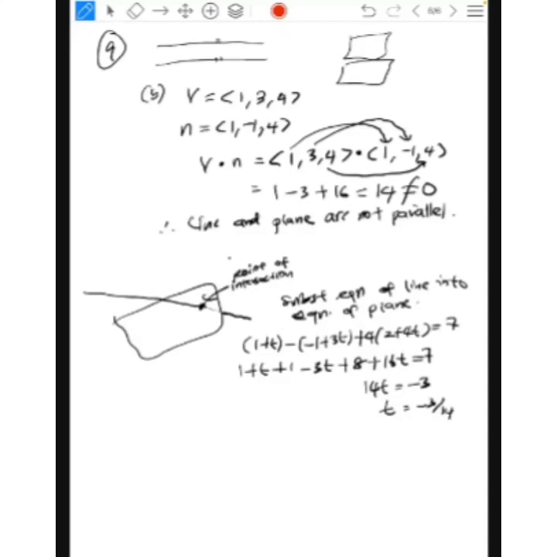Then substitute back into x, y, z. Therefore, our x is 1 plus -3/14. Everyone may do this with me, eh? And then the y is -1 plus 3t, which is -23 over 14. And then the z is 2 plus 4 times -3 over 14.